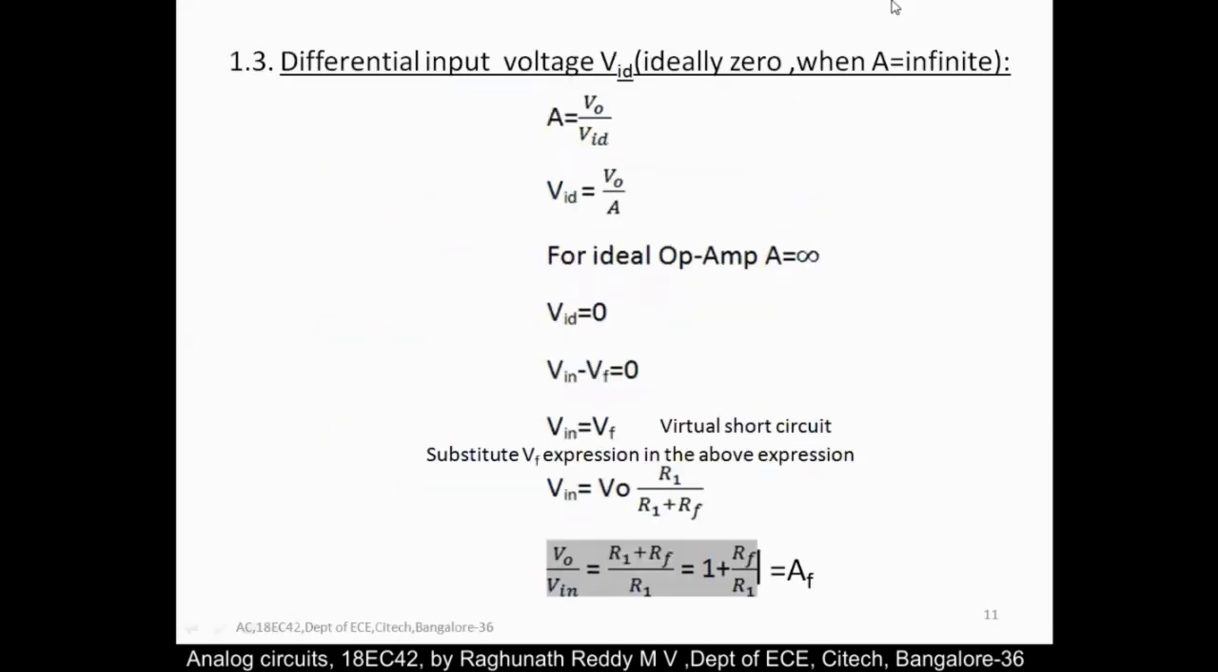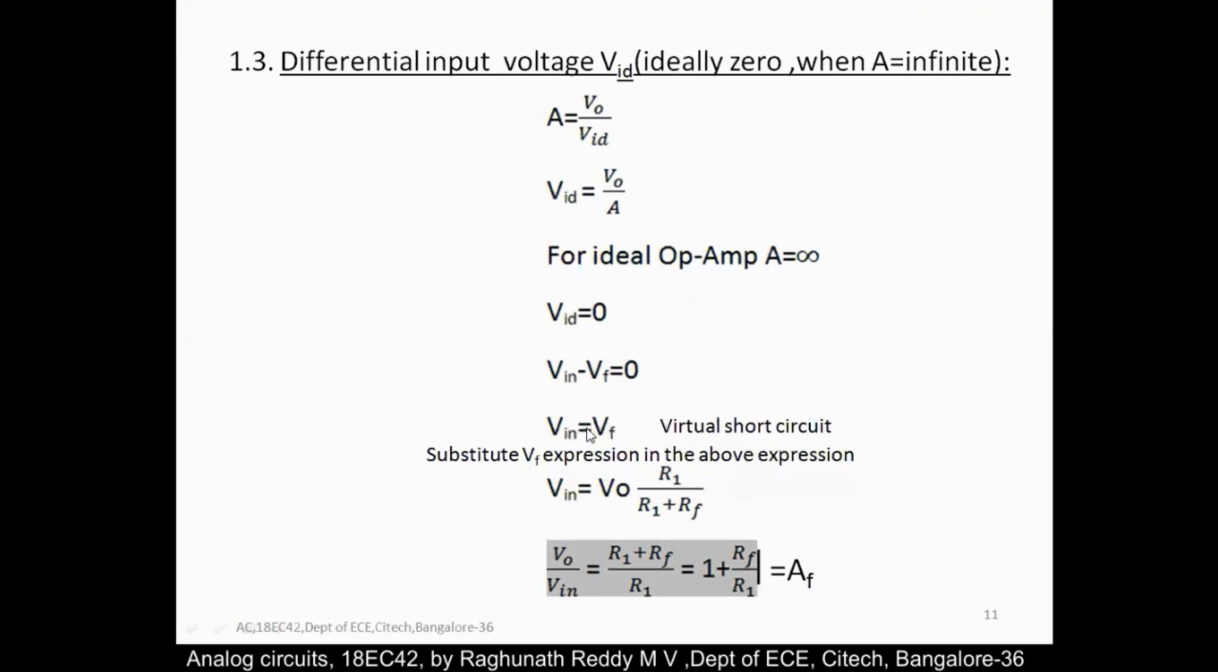Now we'll calculate the differential voltage or closed loop gain when A is infinite. You know that A equal to V naught by VID is the open loop gain of the op amp alone. From this expression, VID equal to V naught by A. Substitute A equal to infinite, VID equal to 0. VID is nothing but Vin minus VF equal to 0. Vin equal to VF is called a virtual short circuit.